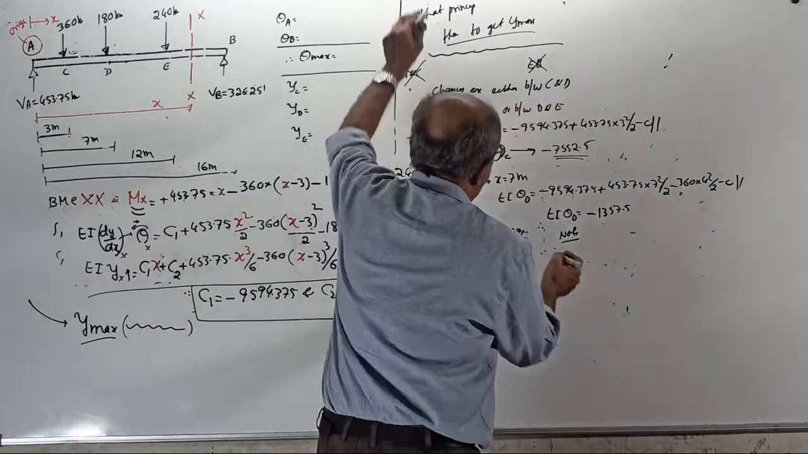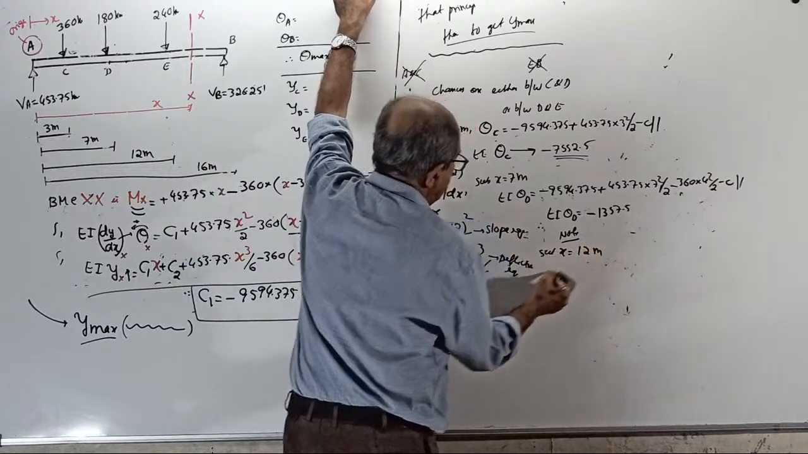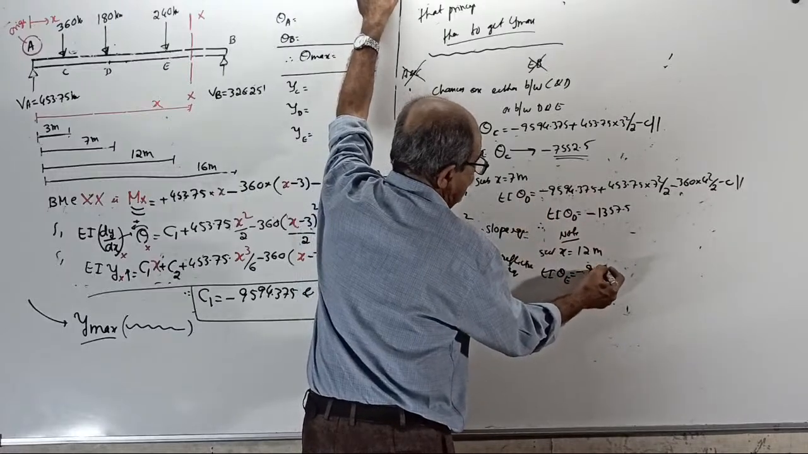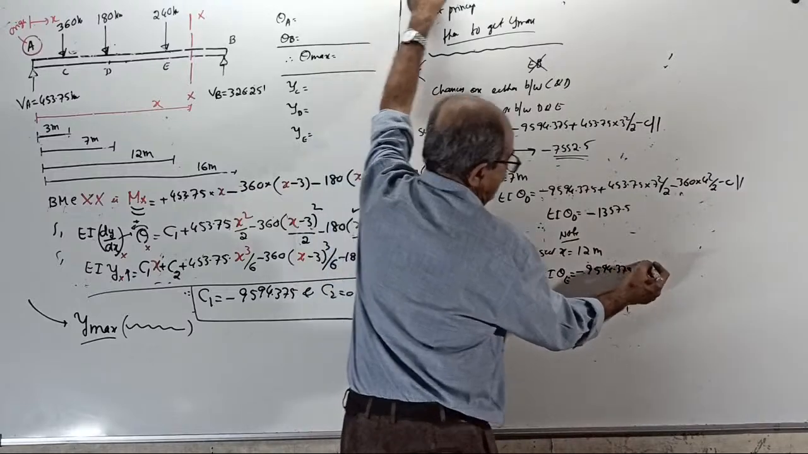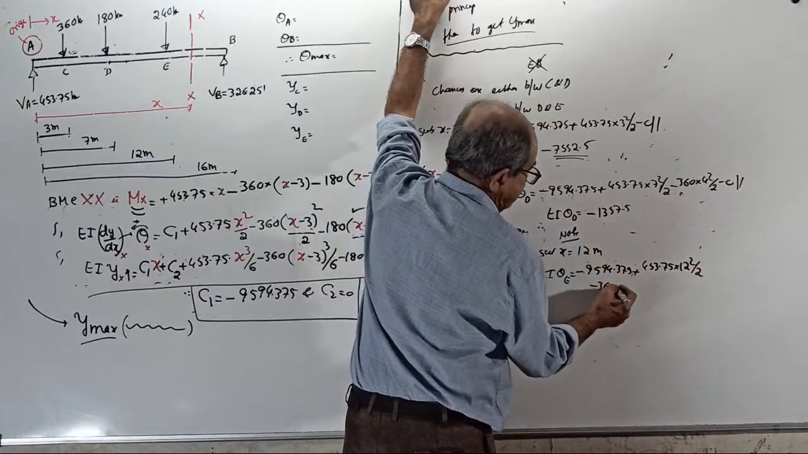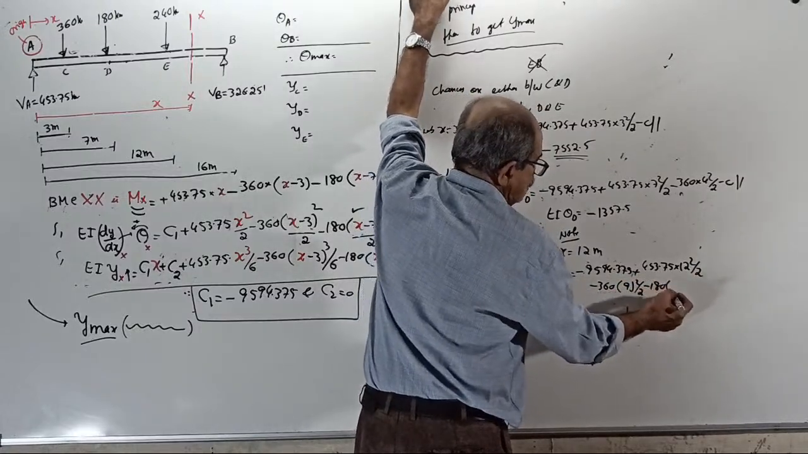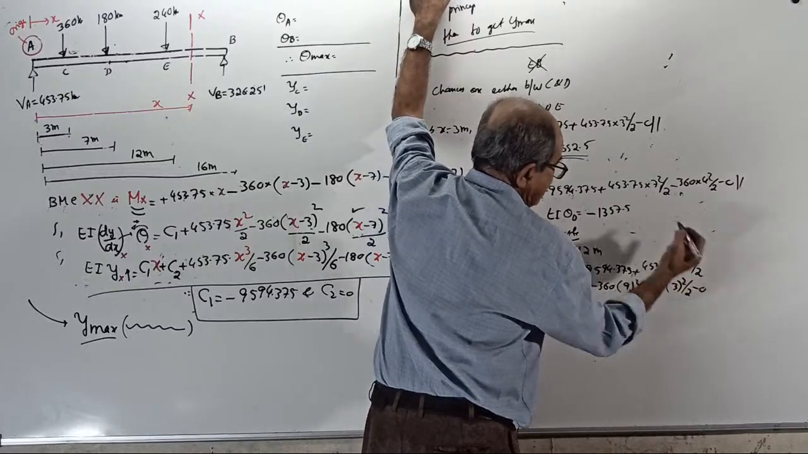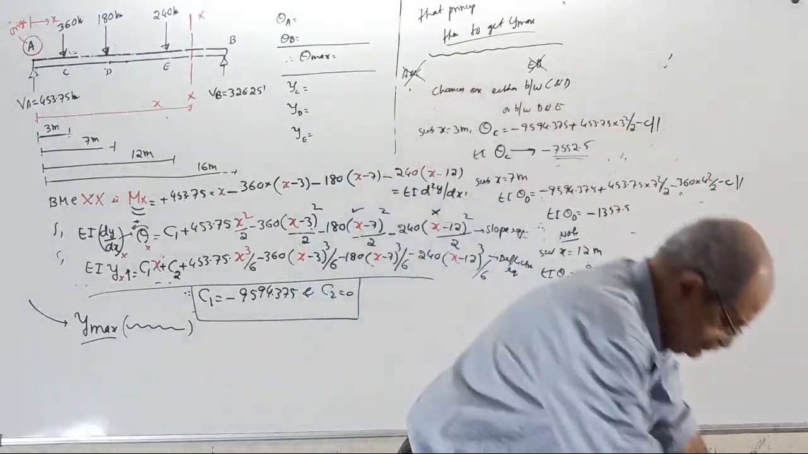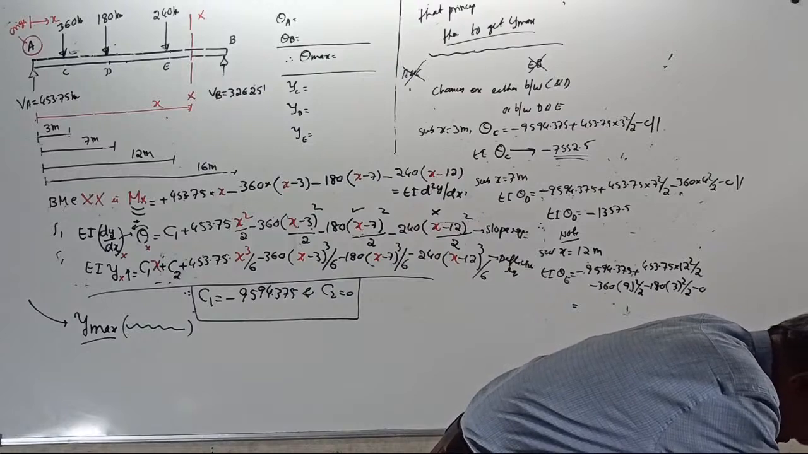Clear? Okay. Now continue. Now substituting x equal to the next 12 meter in the slope equation. EIθ at E equal to, sign is not required here, minus 9594.375 plus 453.75 into 12 square by 2 minus 360 into (12 minus 3) is 9 square by 2 minus 180 into (12 minus 9) is 3 square by 2. The last is 0. Tell the answer. Answer.